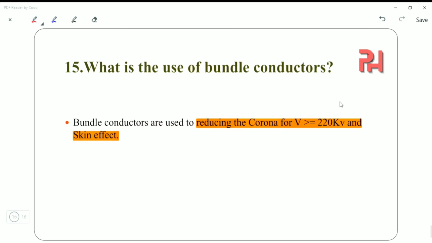Next is, what is the use of bundle conductors? Bundle conductors are used for reducing corona whenever the voltage is greater than or equal to 220 kilovolt, and they also reduce the skin effect. Basically, when the voltage increases beyond 220 kilovolt, corona will be more dominant. So that is why we use bundle conductors.